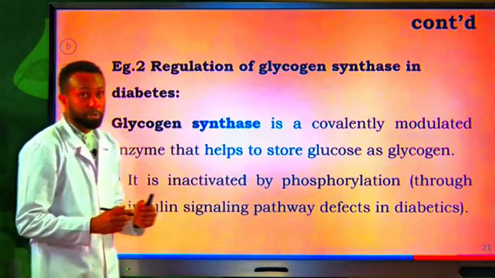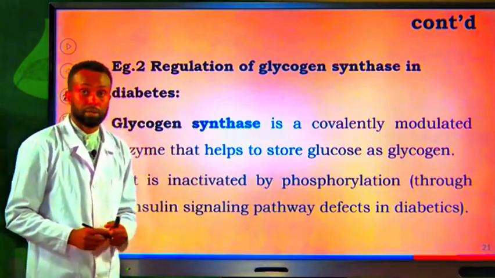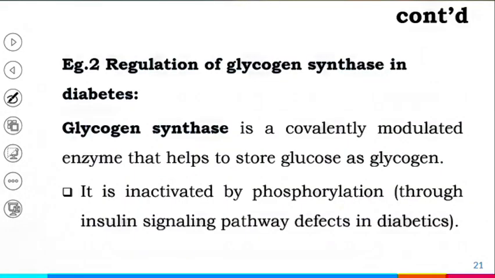When you come to example 2, this example represents the regulation of glycogen synthase in diabetes. Glycogen synthase is a covalently modulated enzyme that helps to store glucose in the form of glycogen.